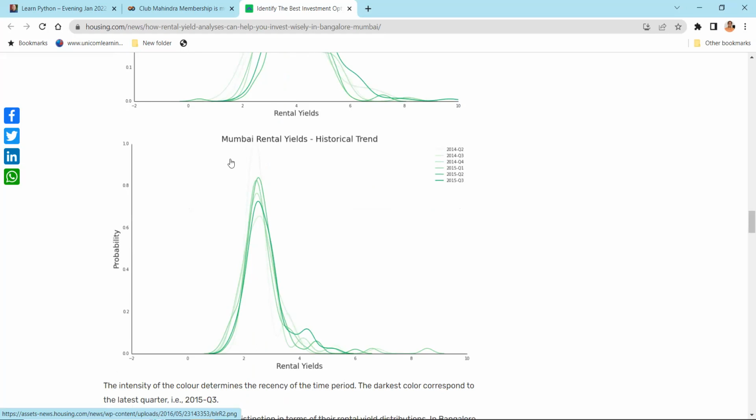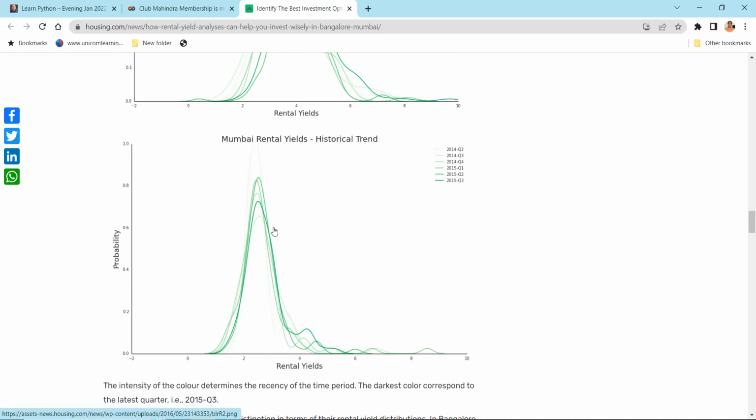There is 10, but not so much. Mostly it is probably up to 6, 7, right? So this is a sign of a more stable market where rental yield is not increasing. So how will rental yield increase? Obviously, when demand is more and people are willing to pay more price, rental yield will increase. In Mumbai, it's not like that. The rent is almost stable here.